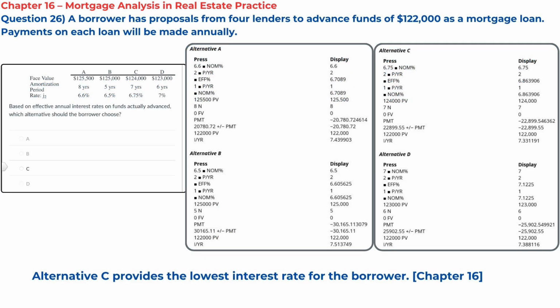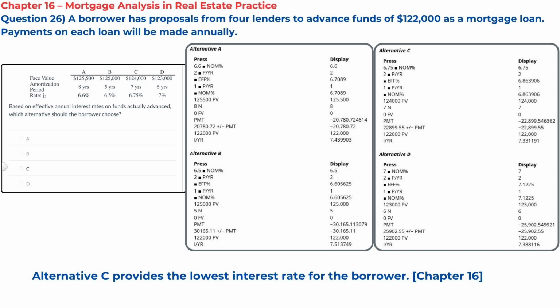Question 26. A borrower has proposals from 4 lenders to advance funds of $122,000 as a mortgage loan. Payments on each loan will be made annually. Let's enter every alternative and find out the lowest rate. Alternative A, 6.6, shift nom 2, shift PYR, shift effective 1, shift PYR, 125,000 PV, 8 N, 0 FV.